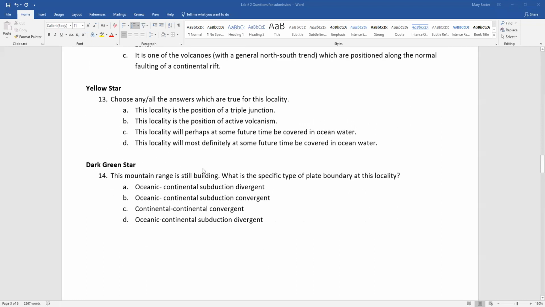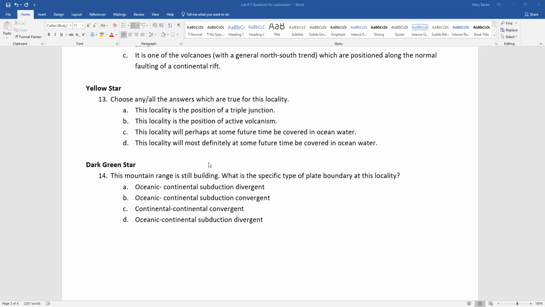Yellow star, choose any and all answers which are true for this locality. It's a possession of a triple junction. Triple junctions are specifically mentioned in my lecture notes, and I can't see that Marshak wouldn't have mentioned them in the chapters either. That's that three-pronged break that happens when rifting of a continent is first getting going. Okay. And those rifts develop into ocean basins.